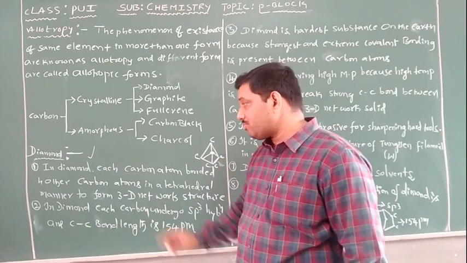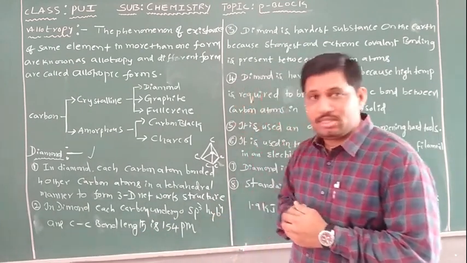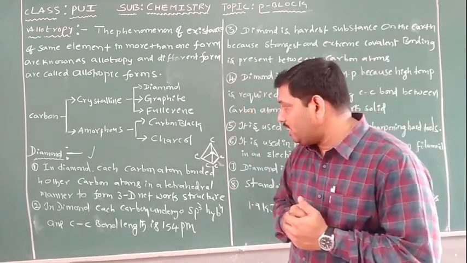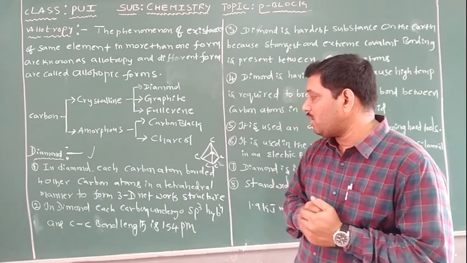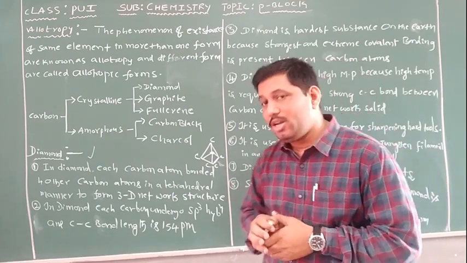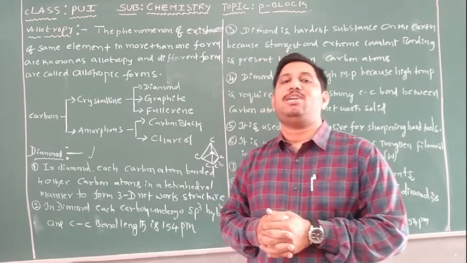Next point. A similar point: in diamond, each carbon atom is bonded to 4 other carbon atoms in a tetrahedral manner to form a 3-dimensional network structure.